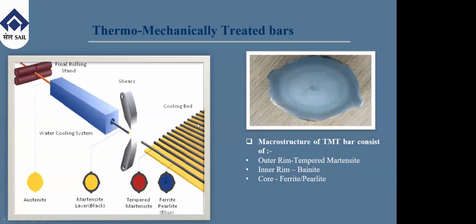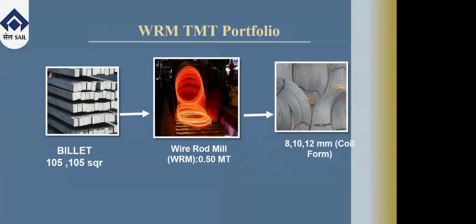In such a way that, as you can see from this picture, this is the microstructure of one of the TMT bars. The outer rim, as you can see, is black. This is a tempered martensite structure. The inner rim is bainite, and this is ferrite and pearlite. So this gives our perfect toughness or elongation, and this gives our perfect strength to the TMT. In the wire rod mill, we are also producing the TMT.